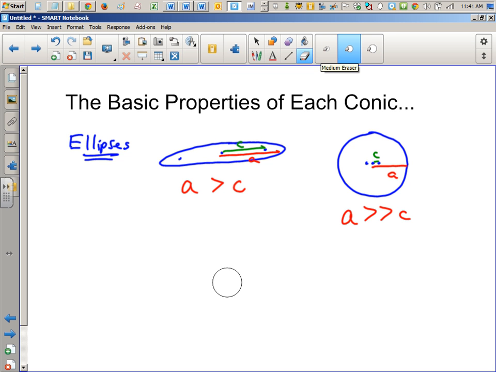But one thing is for sure, A is bigger than C, and so we have defined this new thing called E. It stands for eccentricity, and it's defined as E equals C over A. C over A is the ratio of the distance to the focus from the center divided by the distance from the vertex to the center. And this is always less than 1 on an ellipse.